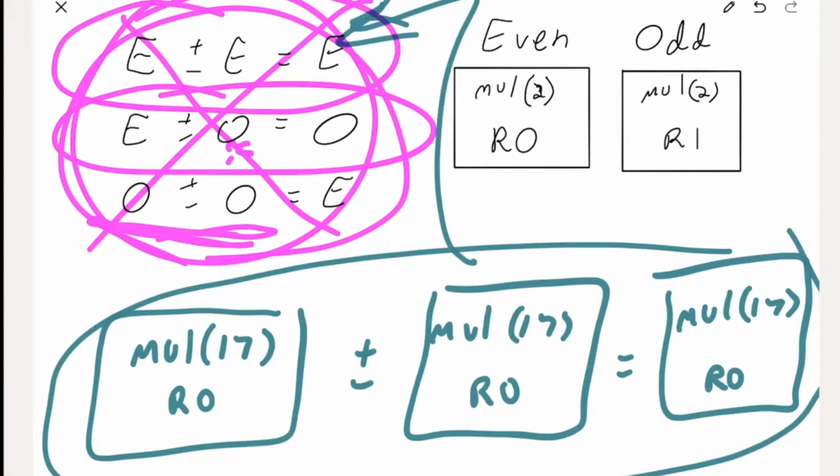In that first rule, we said a multiple of 2 with the remainder 0 plus or minus a multiple of 2 with the remainder 0 always equals a multiple of 2 with the remainder 0. So that's true for any divisor, like 17, for example.